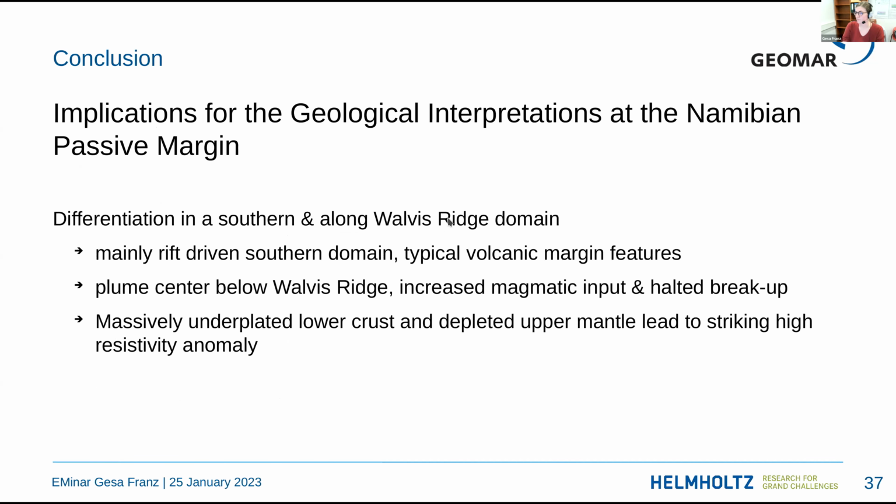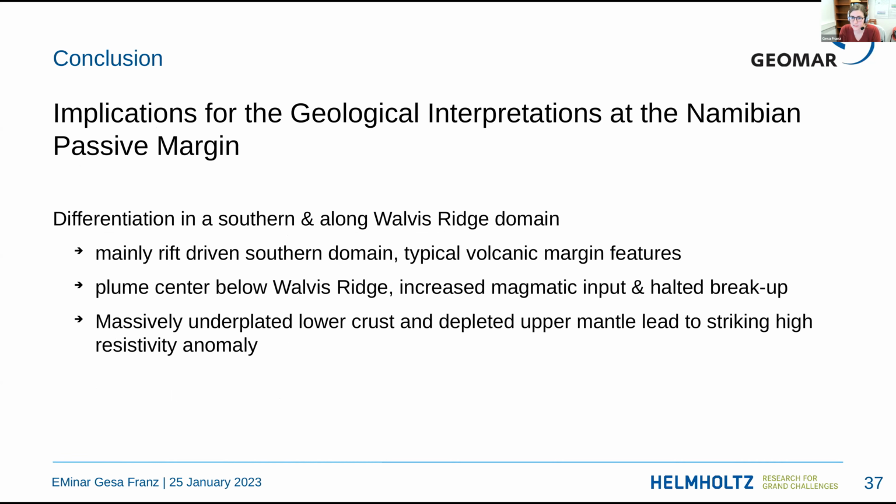And the implications for the geological interpretations. So what's new from these interpretations? The first thing that I really liked is that we had these upper crustal conductors, and we were first not really sure what to make out of these, but then we could link them with the seismically detected seaward dipping reflectors. That was nice. And then the main interpretation is probably the distinct difference between the crustal structure south of Walvis Ridge and actually along Walvis Ridge.